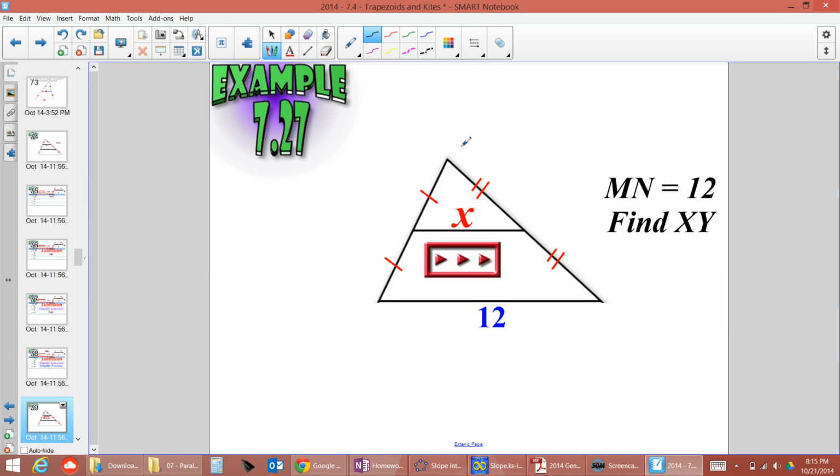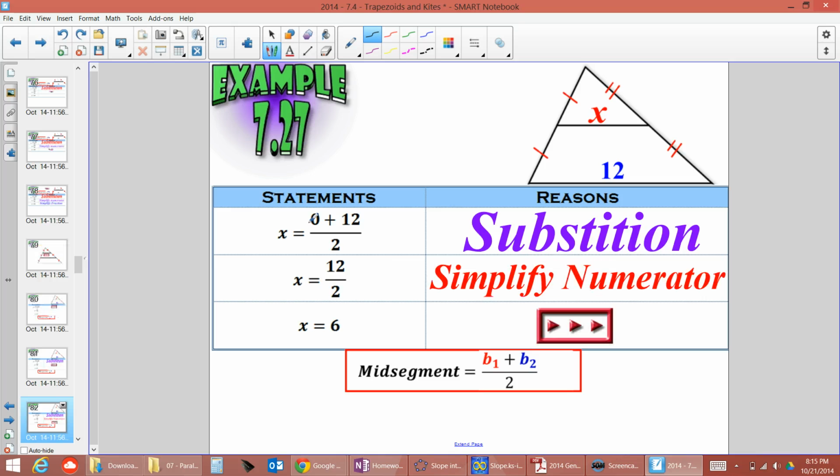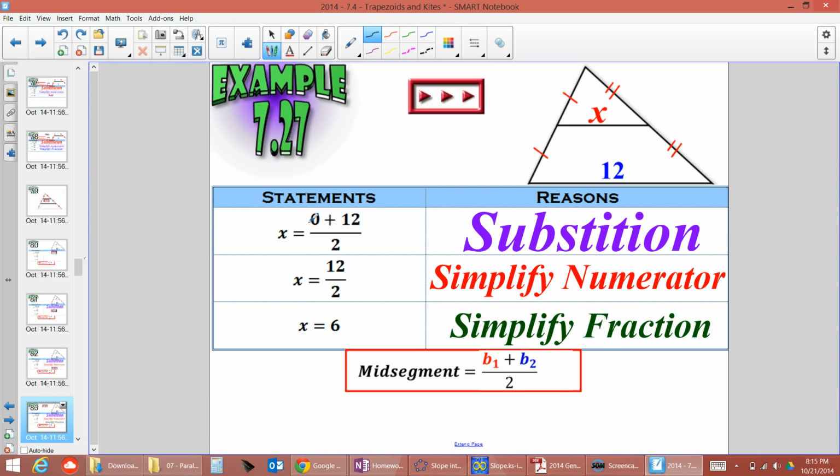Okay, so in example 7.27, we've got a triangle. It's no longer a trapezoid, which is why I have here a 0 for my other base length. So I substitute in, simplify the numerator, and simplify the fraction. Notice how 12 is twice as big as 6. If you have a triangle situation like this, it's a similar triangle with a scale factor of 2. That's all it is. So this is just interesting how we can compare similar triangles and trapezoids.